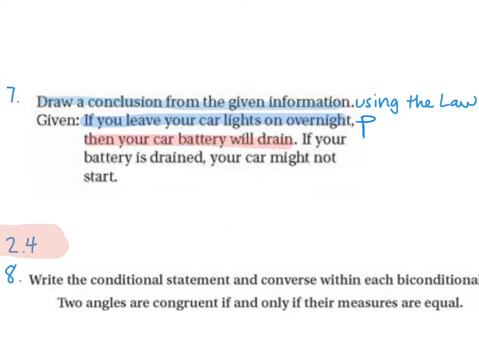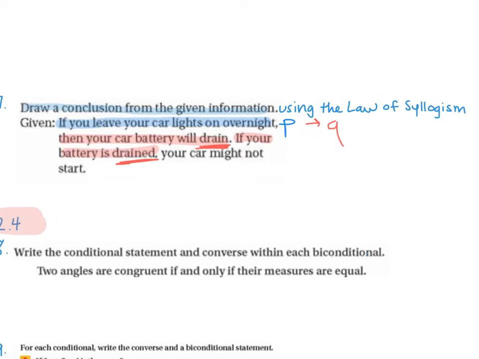So we have P then Q. If your car battery is drained, we see that same word drain again, so we know that this one will be our Q again. Then your car might not start. This is a new phrase, so we know that this one is R. So we have if P then Q and if Q then R. The two in the middle are the same.